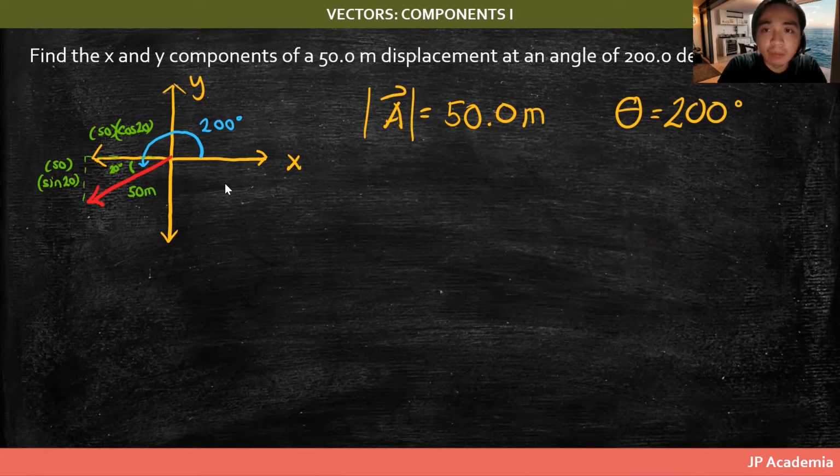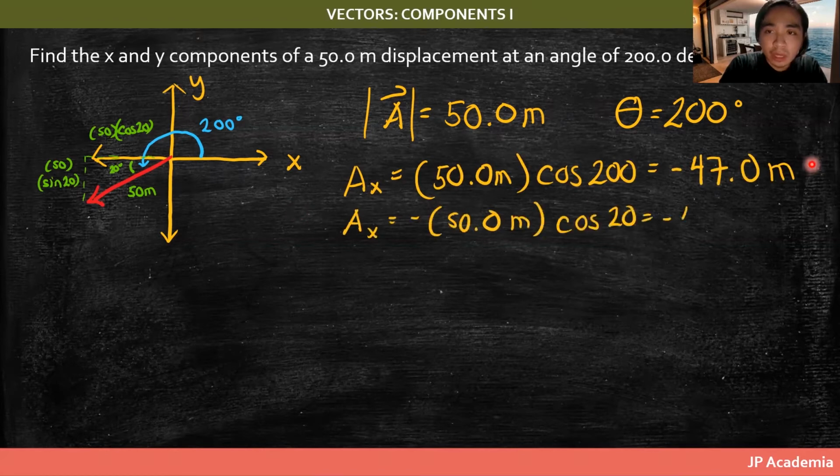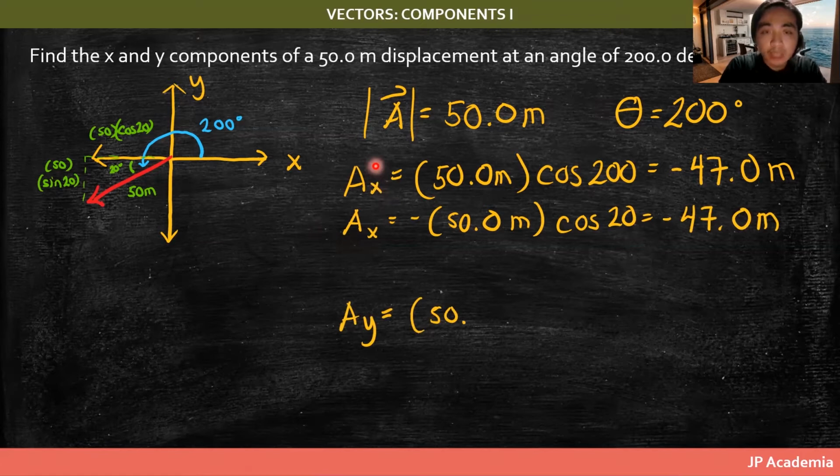So, after nyan, we have the following quantities na binigay sa problem na to. So we have the magnitude ng vector, 50 meters. Then of course, we have the angle, which is 200 degrees. Ngayon, given itong dalawa, ang pwede natin gawin is to get the component along the x muna. So that's the horizontal component. So para makuha yun, multiply mo lang yung magnitude, 50 meters times cosine 200.